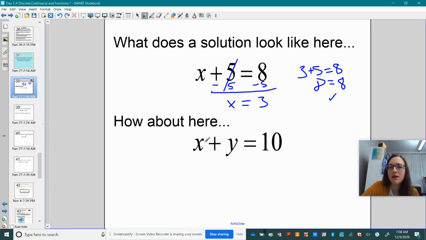And this one, it's not just one true number. There are pairs of numbers that are correct, like ordered pairs. So any ordered pair on our line is a solution. So we're going to have a lot of combinations that could work here, right? Like 5 and 5, and 4 and 6, and 0 and 10, right?